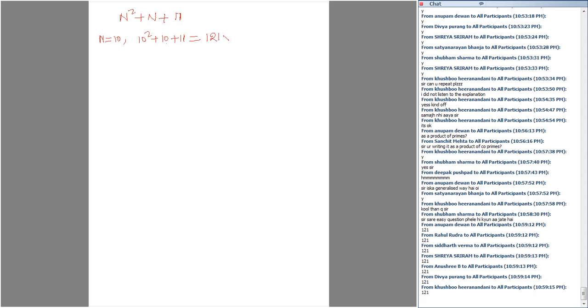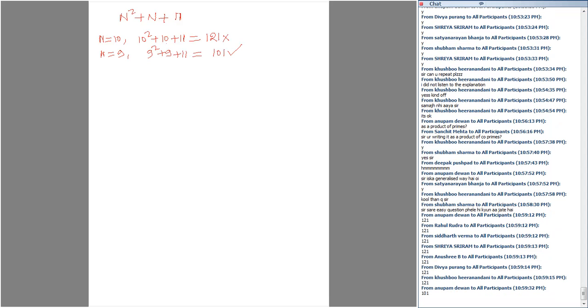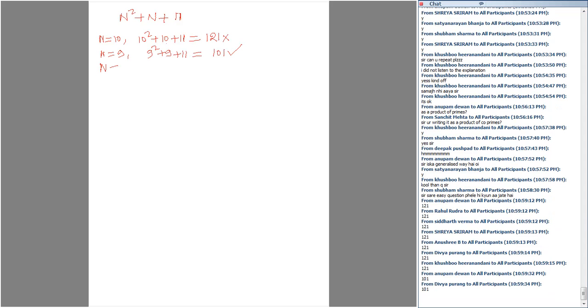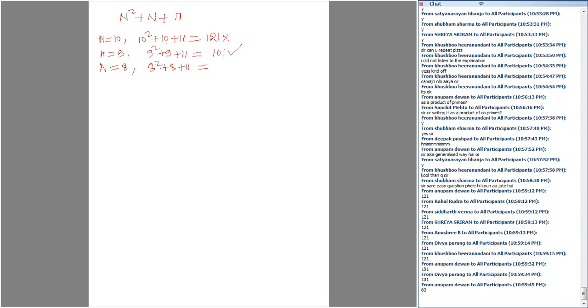But if you substitute n equal to 9, you'll get 9 square plus 9 plus 11. 9 square is 81. 81 plus 9 is 90. This is 101, which is a prime number. Remember, this is a prime number. If you put n equal to 8, I'll get 8 square plus 8 plus 11. All right, 8 square is 64. 64 plus 8 is 72, plus 11 is 83, which is a prime number.